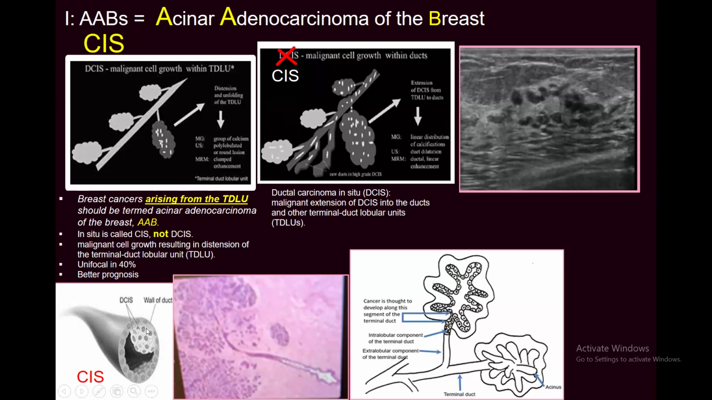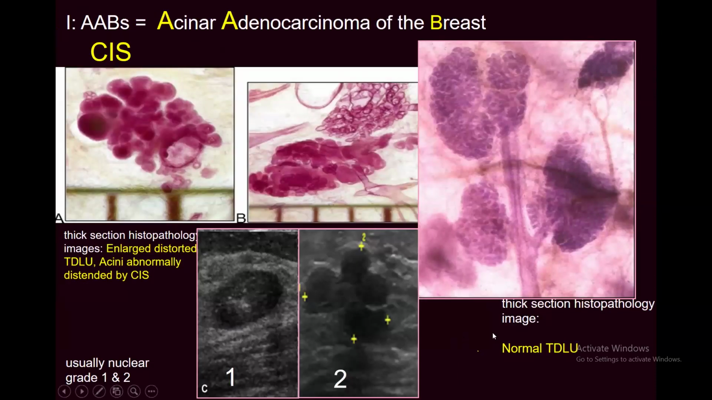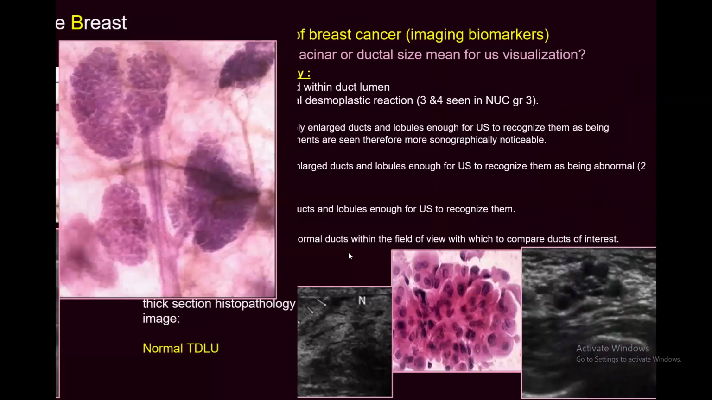And since it is in situ carcinoma, it's supposed to be contained within the terminal duct or within the acini. Okay. Here we can see these enlarged. This is a normal terminal duct lobular unit and this lobule, and this is definitely enlarged acini with the cancer, and this is grade 1, you see, CIS on ultrasound, and this is grade 2 CIS. We can see here these acini distended with cancer.